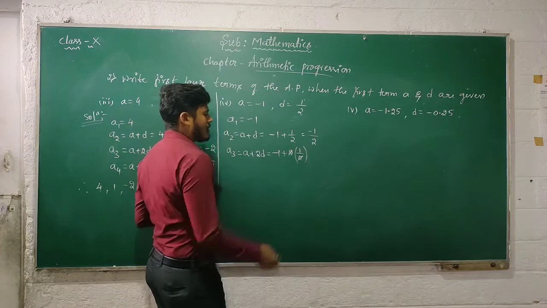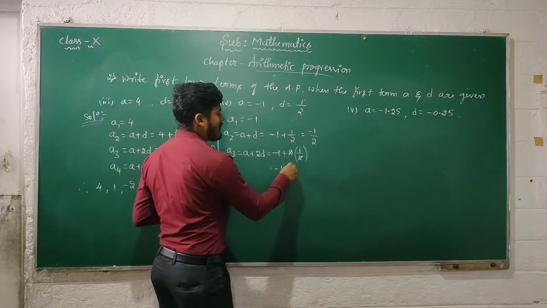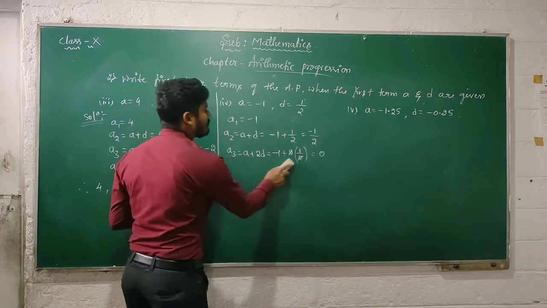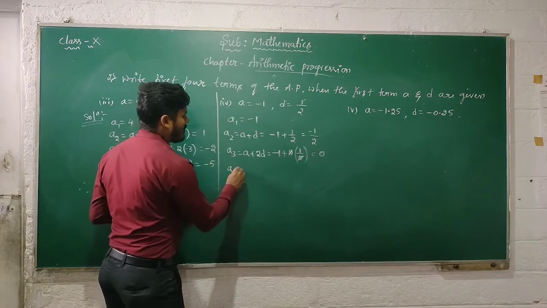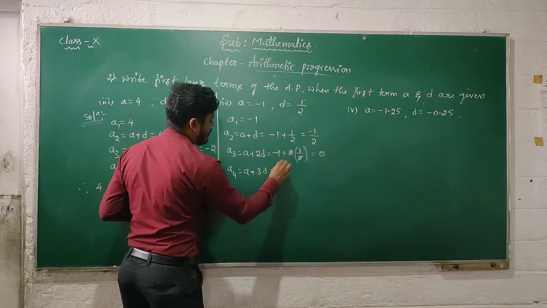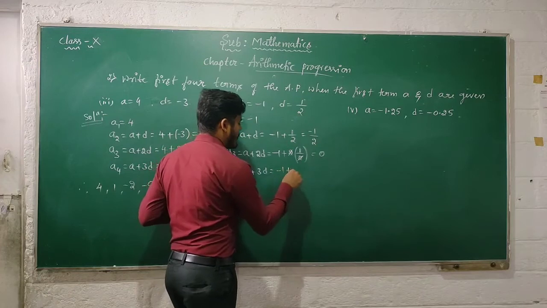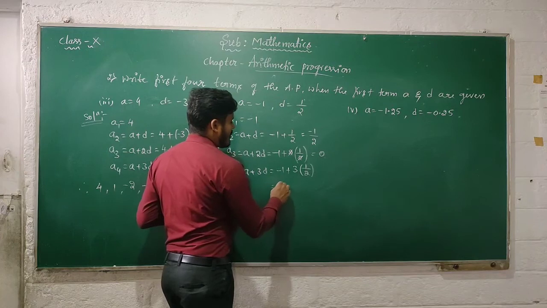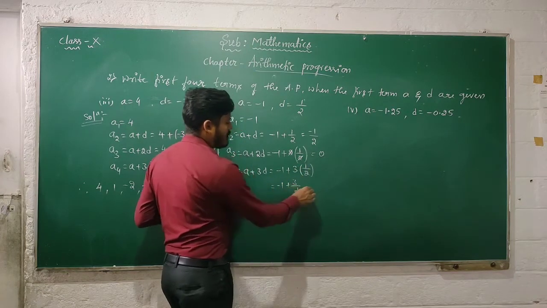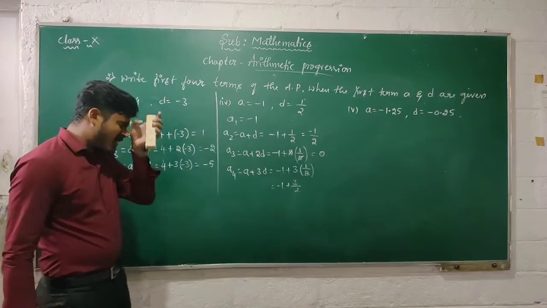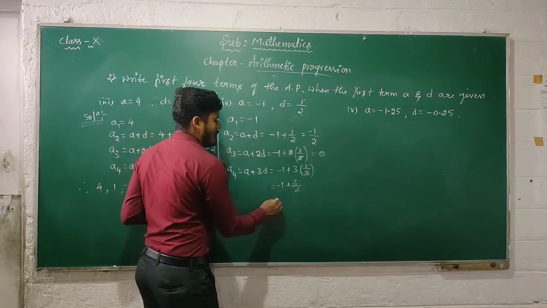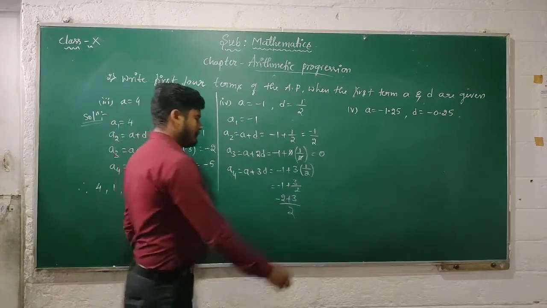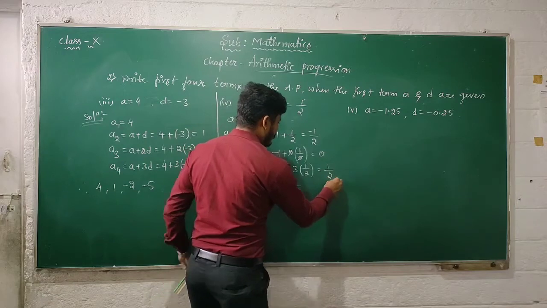So 2 gets cancelled out. This is equal to minus 1 plus 1, which is equal to 0. Then the fourth term a4, this is equal to a plus 3d, this is equal to minus 1 plus 3 of 1 by 2. So this is nothing but minus 1 plus 3 ones are 3 by 2. Then simplify this value, we get 2 into minus 1, minus 2 plus 3 divided by 2. Minus 2 plus 3, 1 by 2.